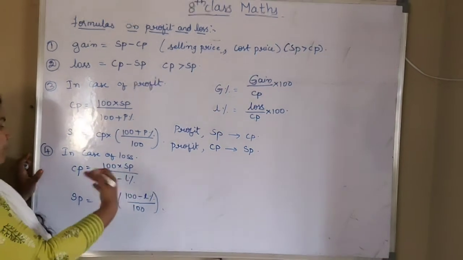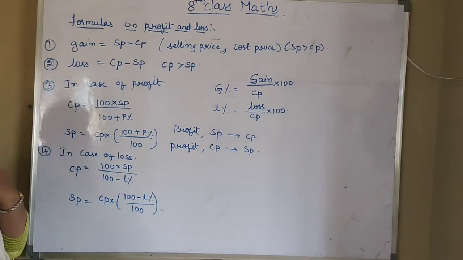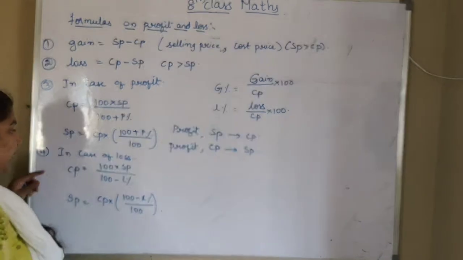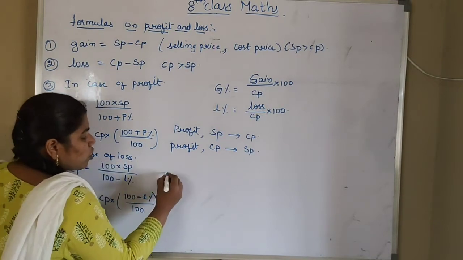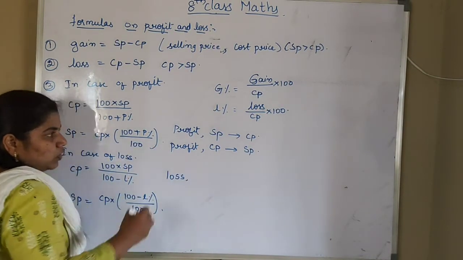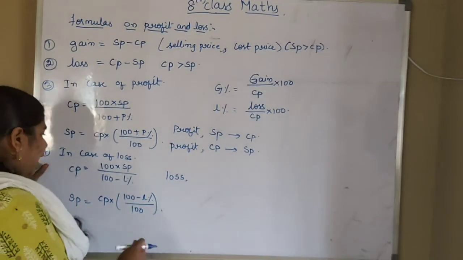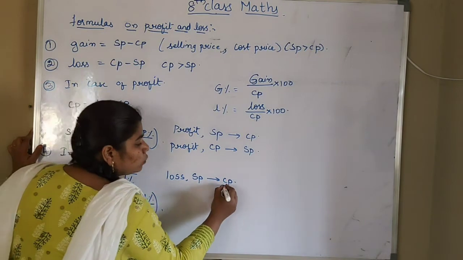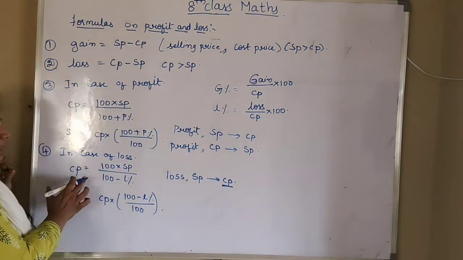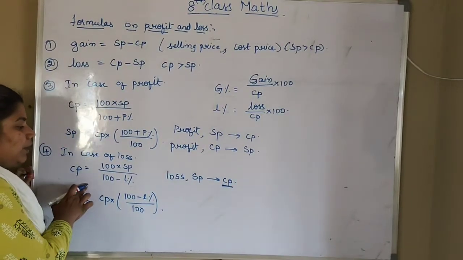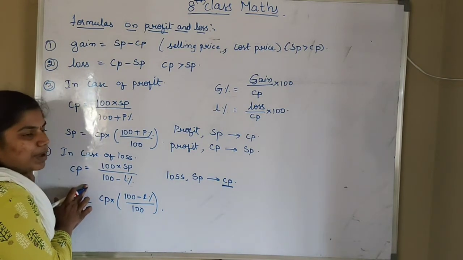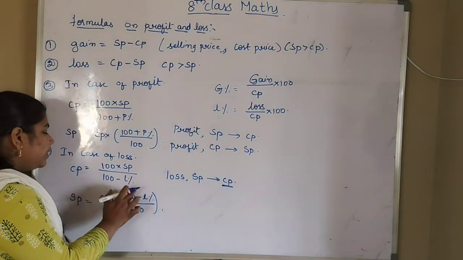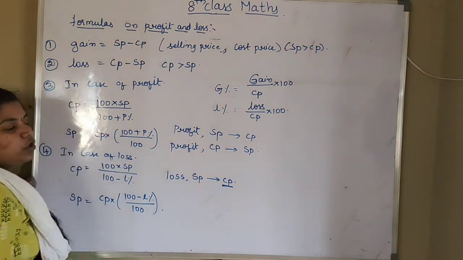Okay. Now coming to the case of loss. In case of loss, how to find the CP and how to find the SP. In terms of loss, they will give the loss value, and they will give the SP value. You have to find the CP. So how to find the CP value? That is by using this formula. What is that? 100 into SP by 100 minus loss percentage. Okay, this formula is used for finding the CP in case of loss.